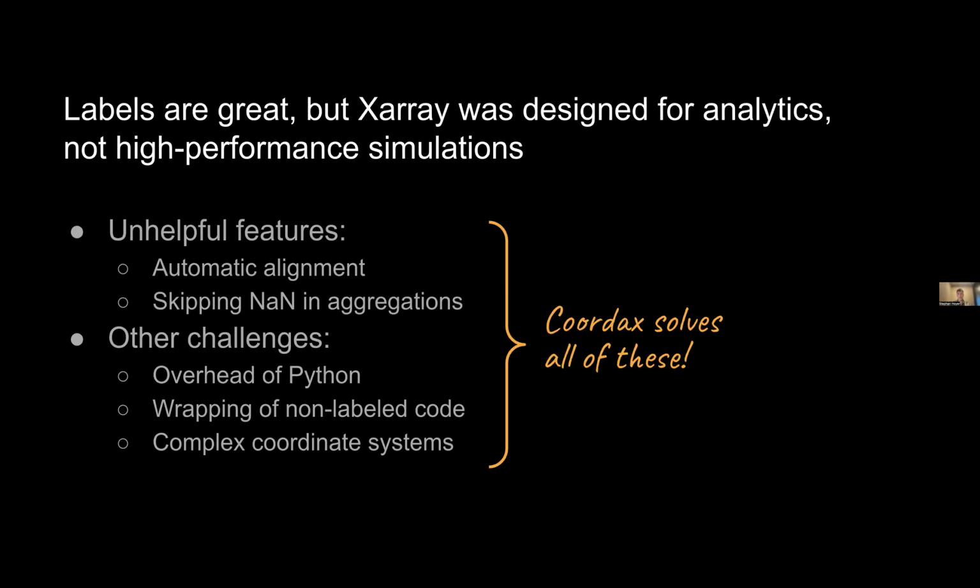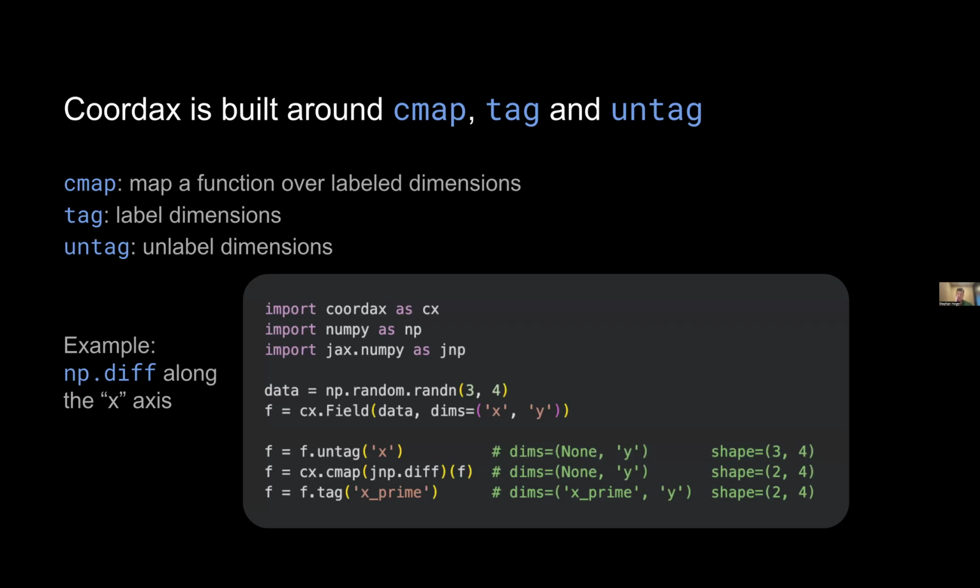Anyway, all these problems Coordax actually solves. So let me tell you about how Coordax works. It's kind of an interesting model. The main difference with Coordax versus Xarray is that Coordax arrays' dimension names are optional. And it's built around three methods: cmap, tag, and untag. cmap turns unlabeled operations into labeled operations, tag labels dimensions and untag unlabels dimensions. And the way that cmap is defined is that it operates only over unlabeled dimensions.